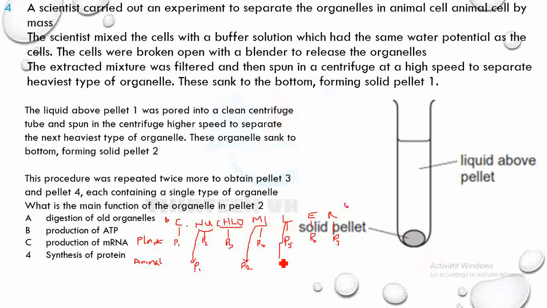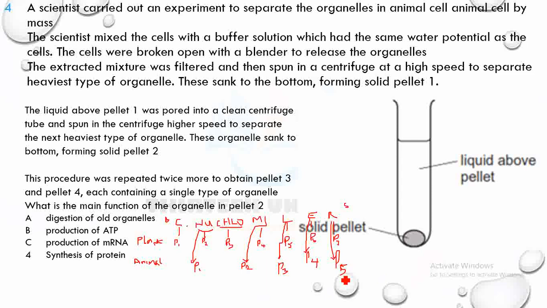And you know the functions of these organelles. P3 is lysosome, which is the digestion of old organelles, okay? P4 will be endoplasmic reticulum, and then P5, pellet 5, will be ribosomes. So guys, can you see, different material determines what is pellet 5.